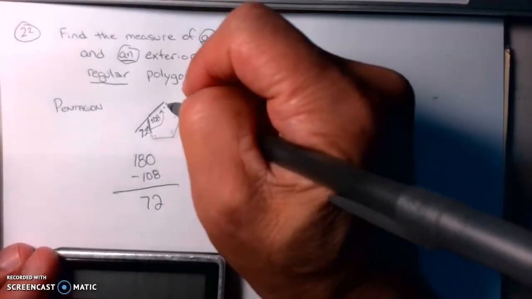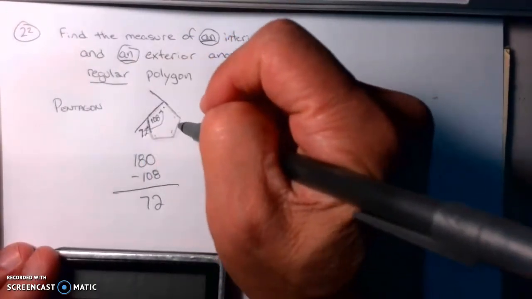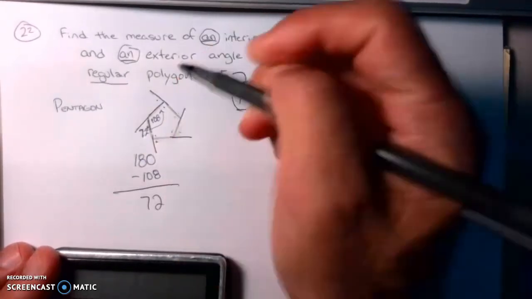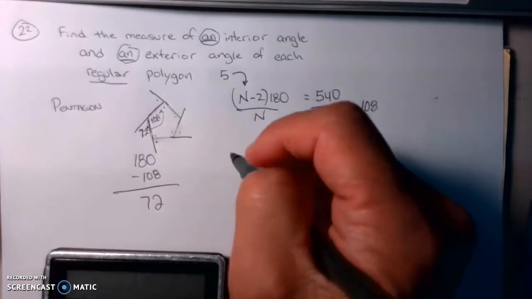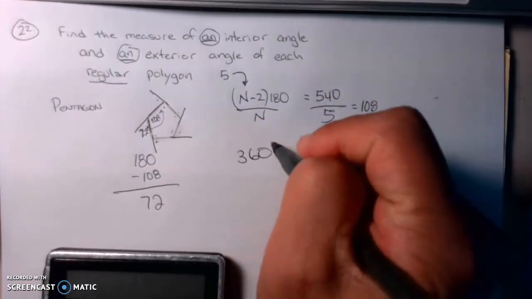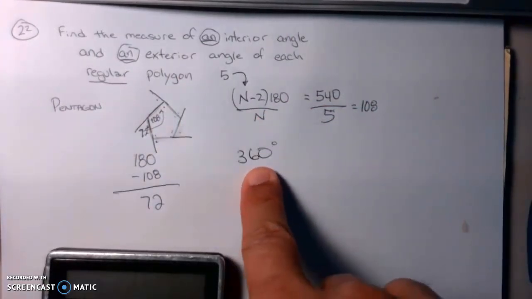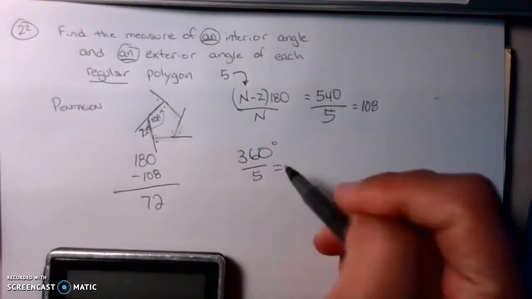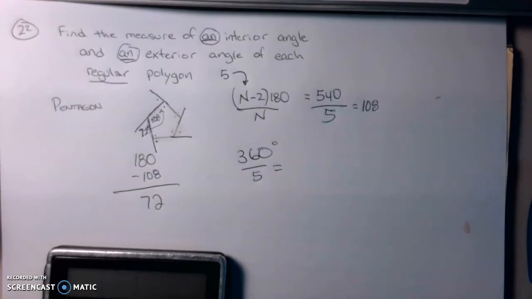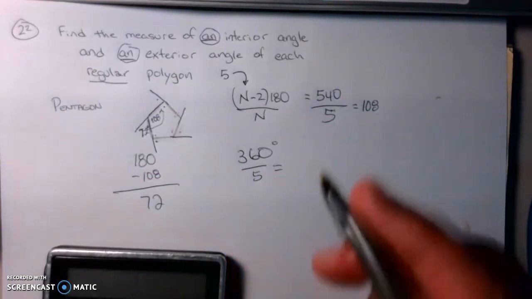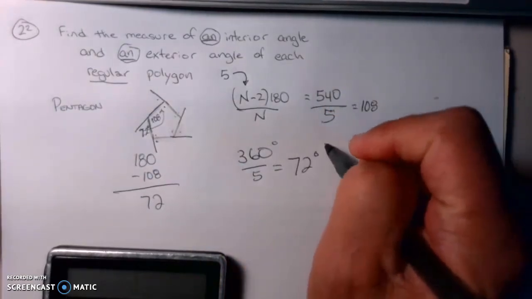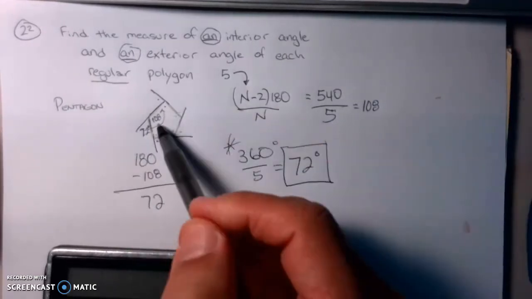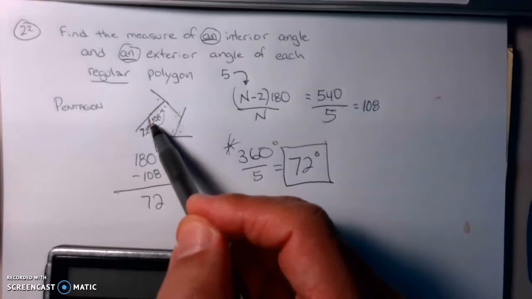Or you can realize that all 5 angles on the outside are the same. The formula for the sum of the outside angles is always 360. There's 5 of them, so 360 divided by 5 is 72. So either way you do it, you can just use this formula here, or just look at the picture and subtract it from a straight line.